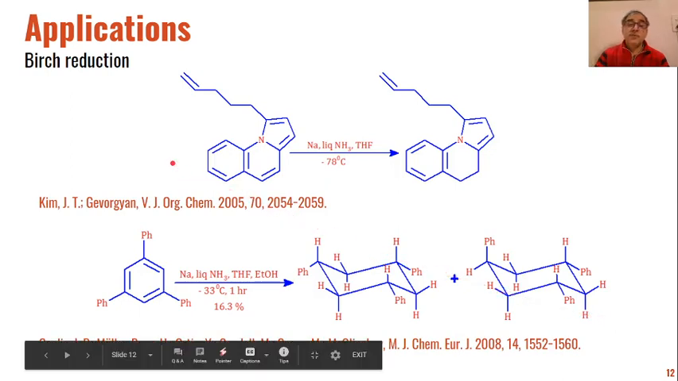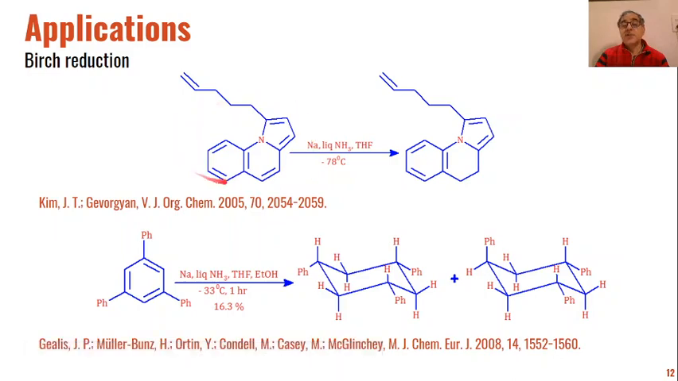Then few more examples of Birch reduction. If we are using this type of heterocyclic system, isoquinoline derivatives, when they are reacted with sodium in liquid ammonia using THF as the solvent, then partial reduction of this carbon-carbon double bond will take place, and we will get dihydro isoquinoline derivatives as the product.